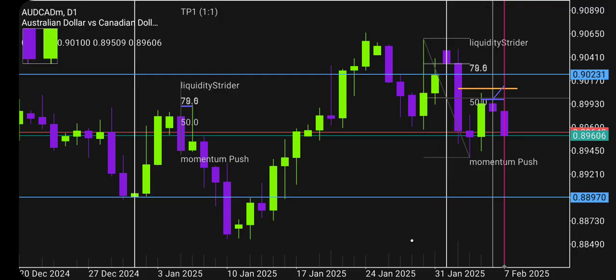Gents, you see here it says momentum push. My momentum push is from that high to this low, and this low is Tuesday, right? How do I count these candles, or how can I tell this is Tuesday? I look at the volumes here at the bottom.